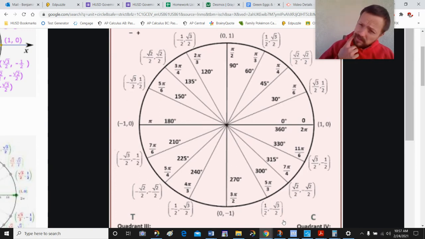Now, this is a unit circle, and I had to search around because a lot of unit circles will actually leave off the 360 degrees and the 2 pi right here. But it's really important. We want to go all the way around. And again, I'll mention this lots of times.